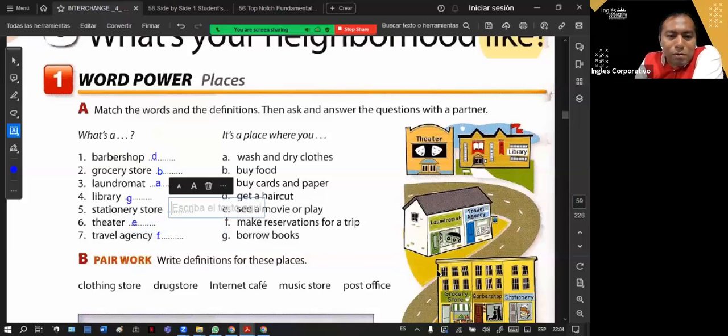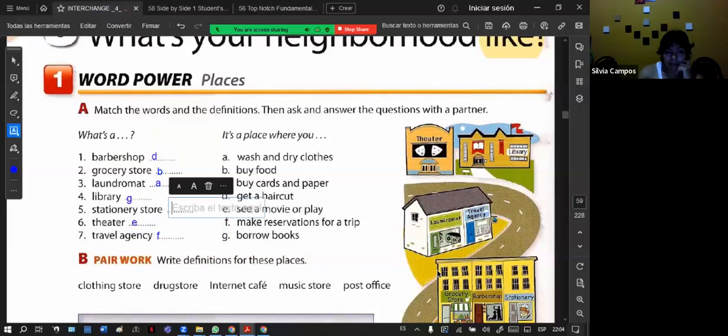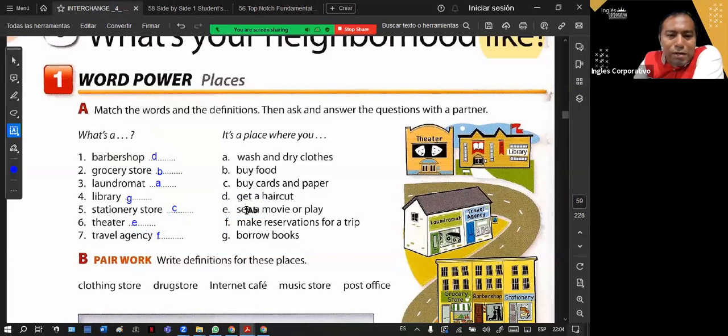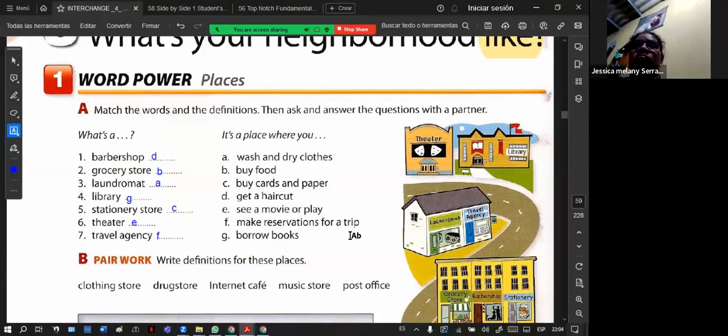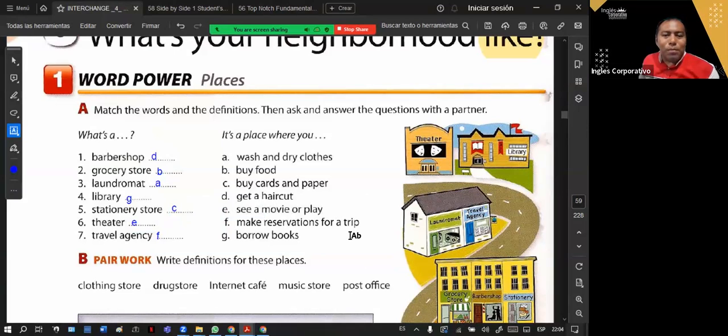Letter C. You buy cards and paper, right? You buy cards and paper. Yes, very good. Okay, very good, right? So what's a barbershop? It's a place where you get a haircut.